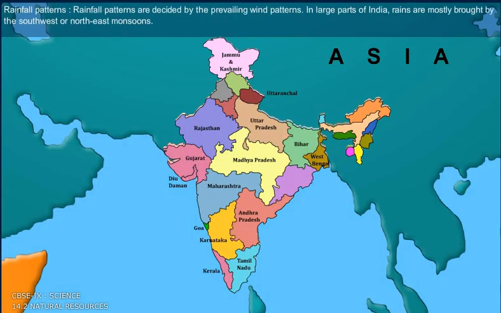Rainfall patterns. Rainfall patterns are decided by the prevailing wind patterns. In large parts of India, rains are mostly brought by the southwest or northeast monsoons.